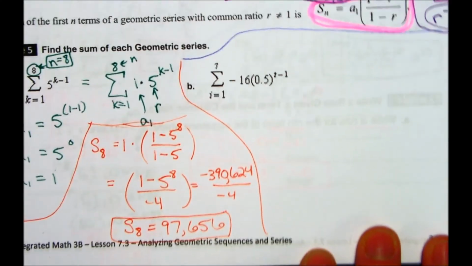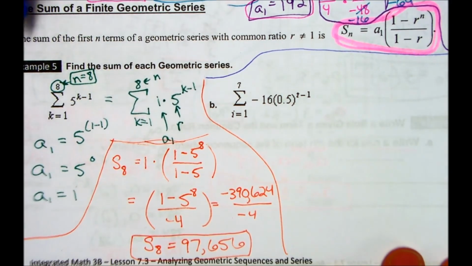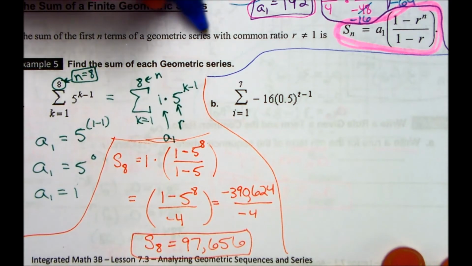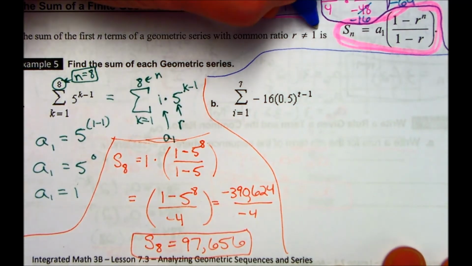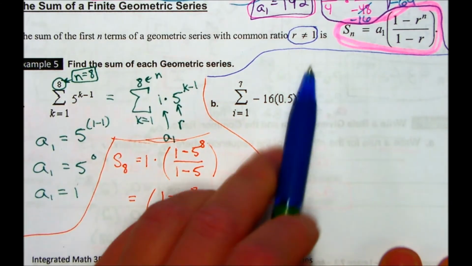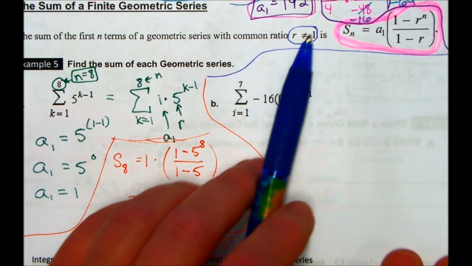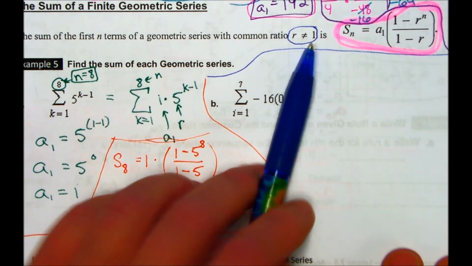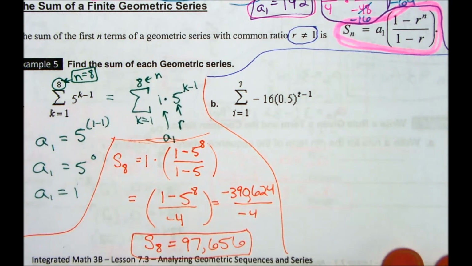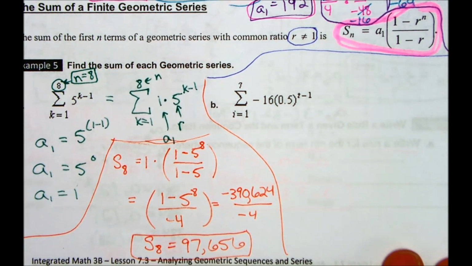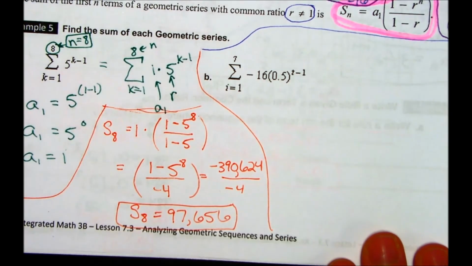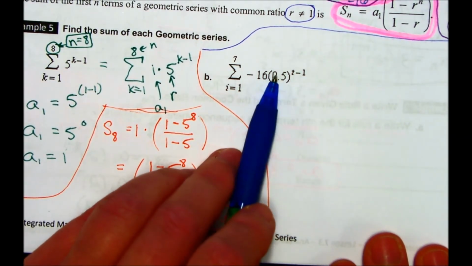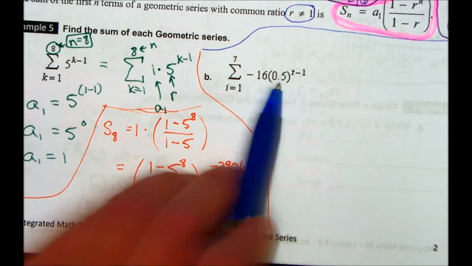Okay, one note that I was looking at here: the sum of the first n terms of a geometric sequence with a common ratio of r not equaling 1. Just like with exponential equations, your base or your ratio cannot equal 1, because if you take 1 to a power, it's always going to equal 1. So there really is no growth or decay when your base is 1. It also cannot be 0. So your r here cannot equal 1, it cannot equal 0.